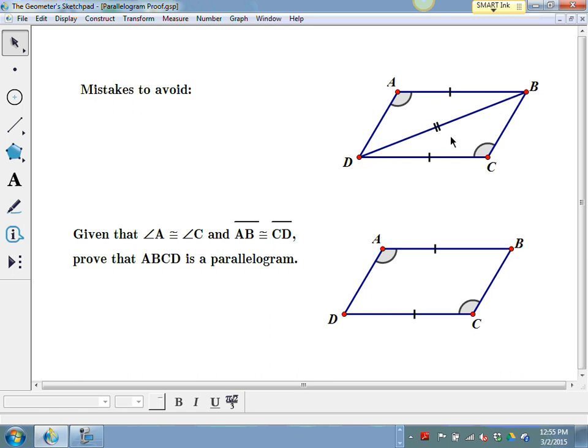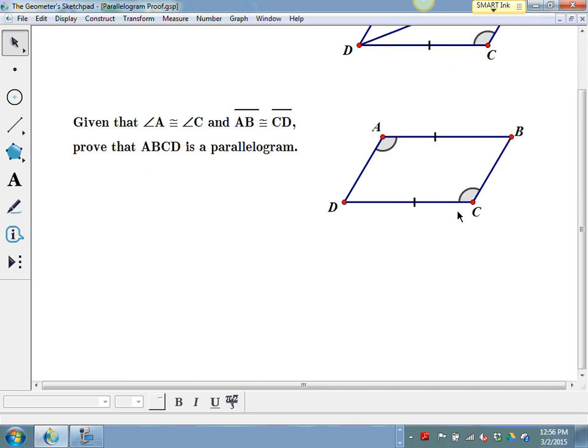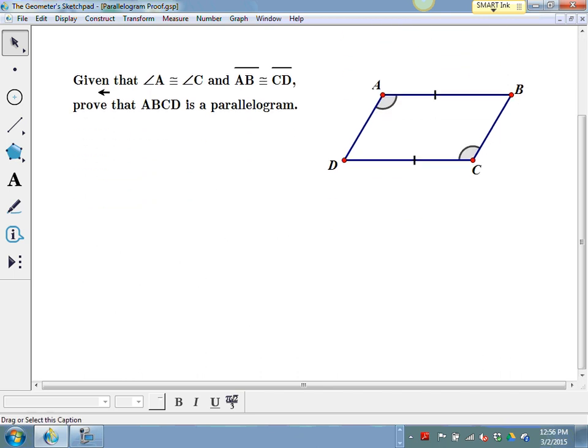And in that case, the student can say, no, you can't prove it by side-side-angle, but they are congruent, and this is a parallelogram. And I'll show you that in the proof. So that's what I first wanted to talk to you about. So let's look at the proof.